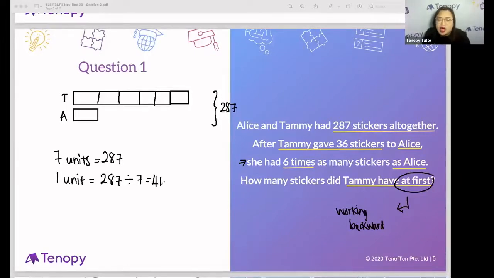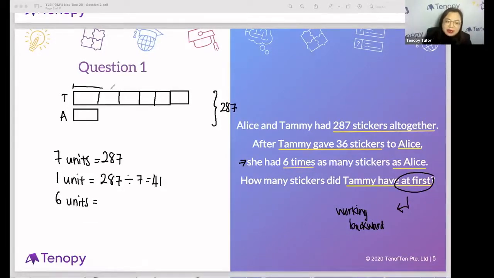Yes, Alice, very good. We got 41 as 1 unit, but it's still not what they want me to do. Because they asked for how many stickers did Tammy have at first. So I'm looking for Tammy. Lucas, remember I'm looking for Tammy at first. So let's take a look at Tammy in the end. Tammy in the end is a total of 6 units, right? So we find 6 units.